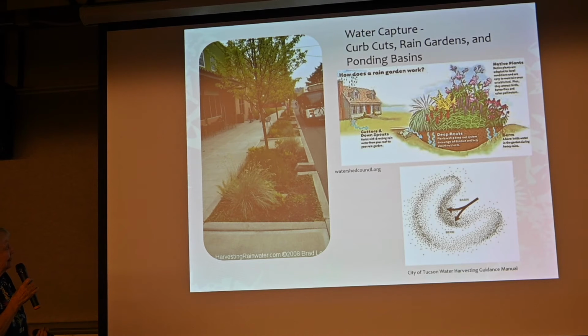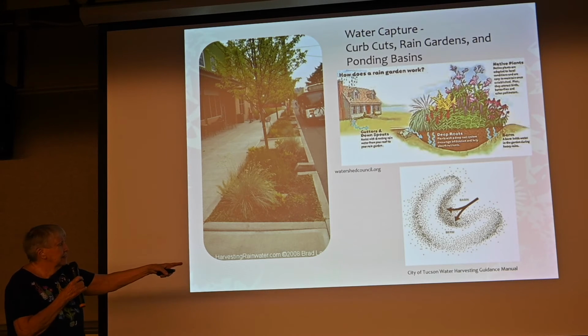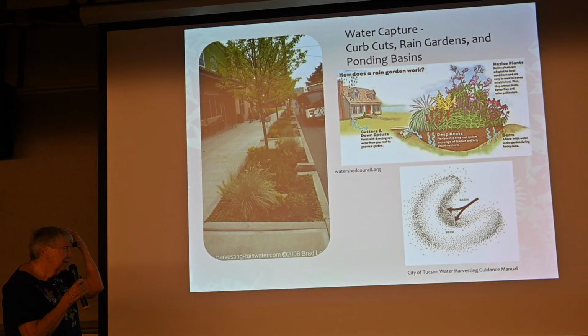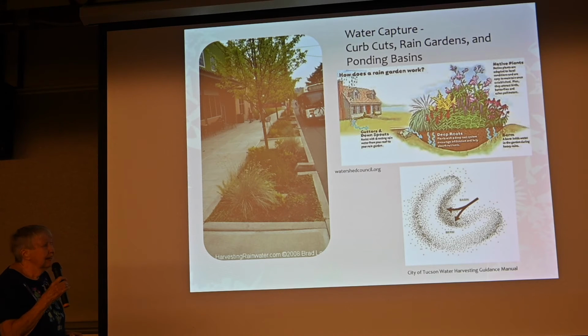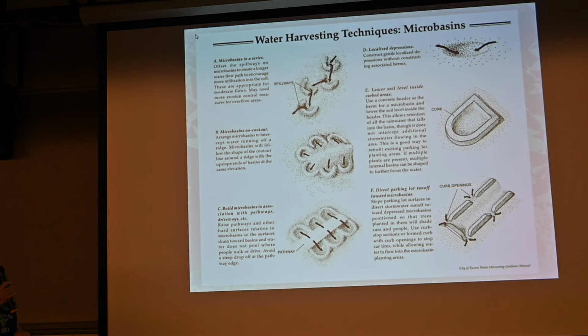This is the City of Tucson Water Harvesting Guide Manual. Brad Lancaster worked on that, and he has so many different ways to capture water. And this is just one. He calls that a micro basin. And the next page has a whole series of different ways you can lay it out. The first one is what I call the fish scale approach, because you've got water coming in and it's overflowing into the next one.